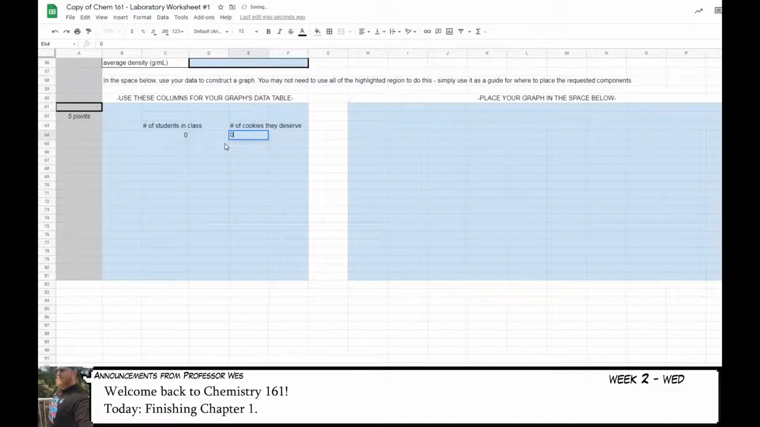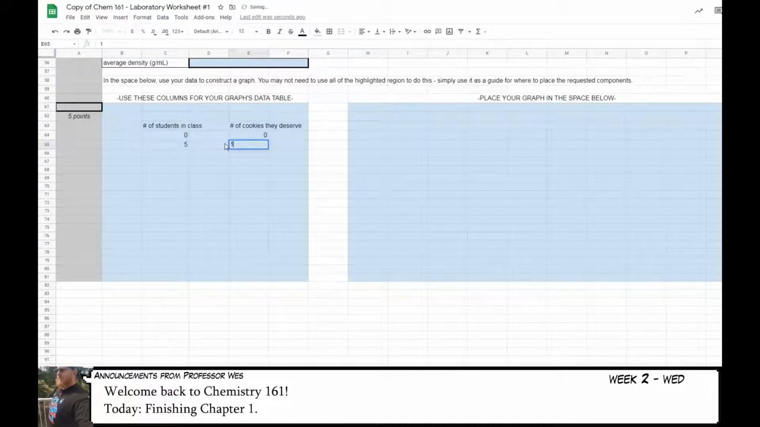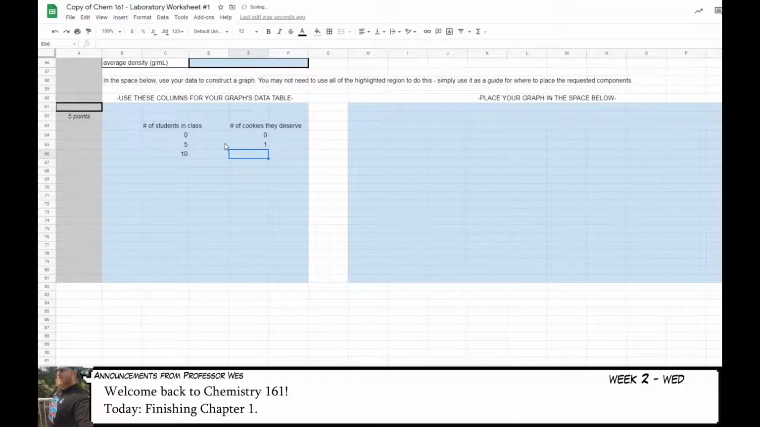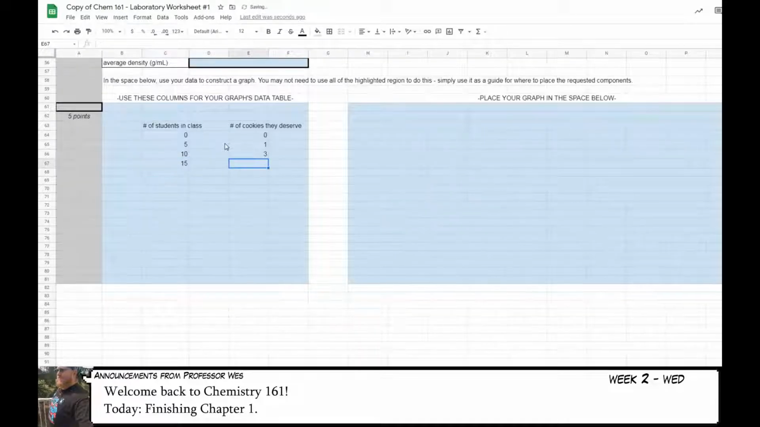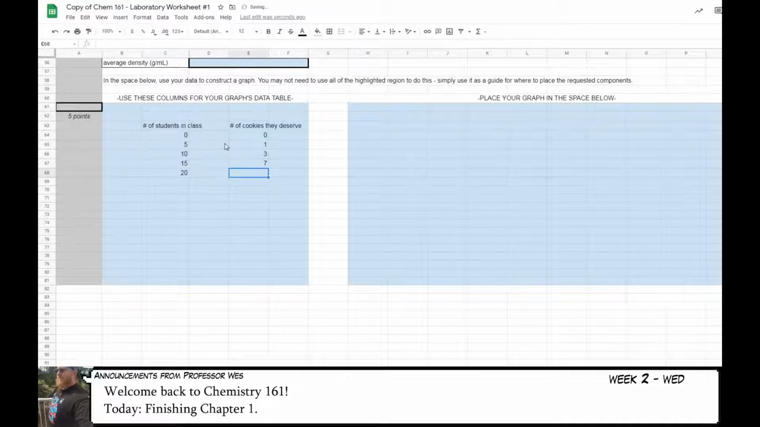Oops, I put that in the wrong column. There we go. If 5 students show up to class, everybody gets a cookie. If 10 students show up to class, I'm going to give everybody 3 cookies. And if 15 students show up, I'm going to give you 7 cookies. And then if 20 students show up, I'm going to run out of cookies. So, all right. This data is totally nonsensical.